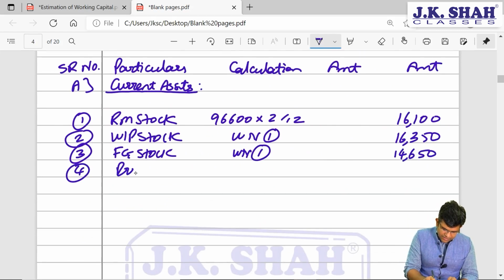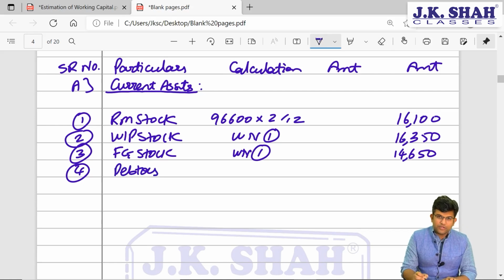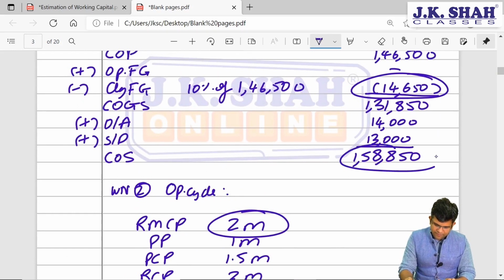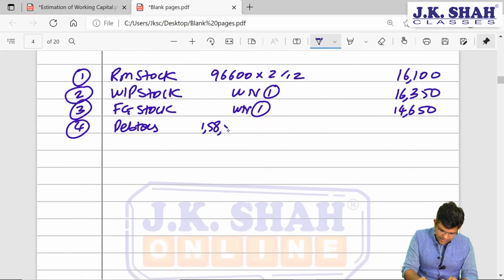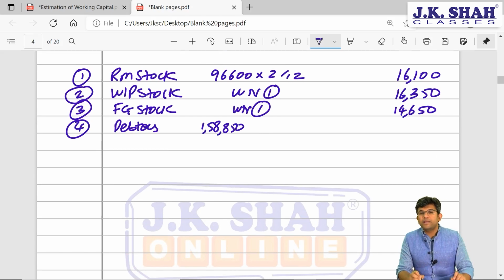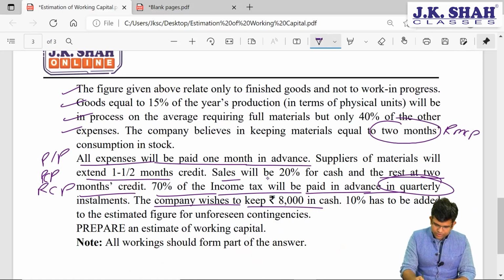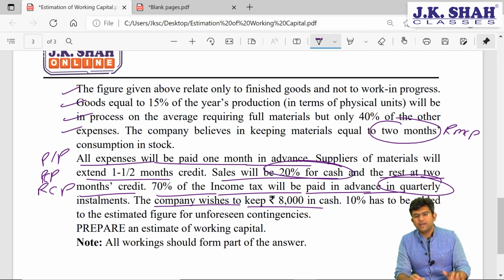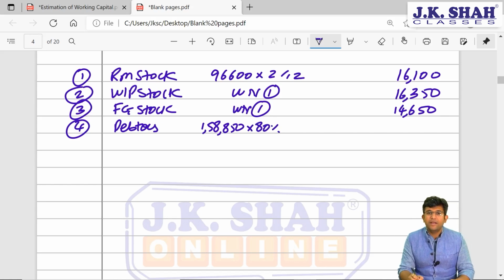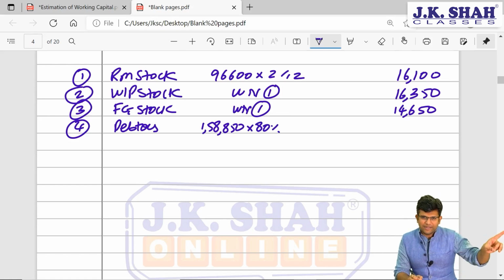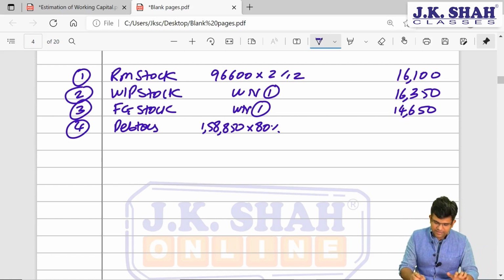Then comes debtors. Now as far as debtors are concerned, we have to be slightly alert here. First of all, what are the cost of sales? 158,850, correct? 158,850. So I'll write down here 158,850. But children, all the sales are not on credit. Do you see here that 20% is for cash, which means only 80% is on credit? So therefore I'll multiply this by 80% to get the cost of credit sales, correct? Cost of credit sales. This 158,850 is the cost of total sales. But for debtors, we'll require the cost of credit sales only.